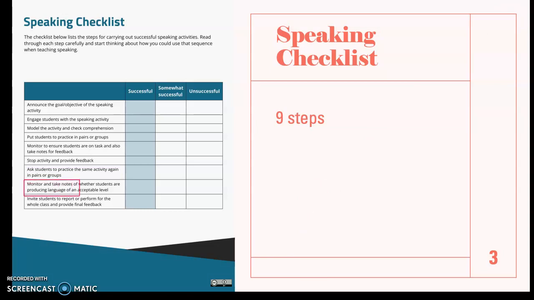Eight, monitor and take notes of whether students are producing language of an acceptable level. You need to continue walking around with the main goal of finding out if students are producing language of an acceptable level. If language is not of an acceptable level, you can reteach some things or can offer clarification or state the learning objective once more.